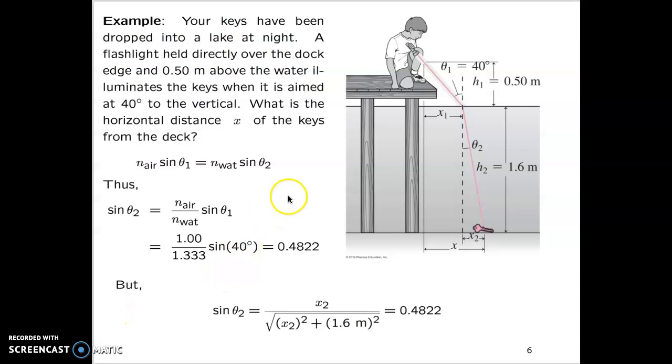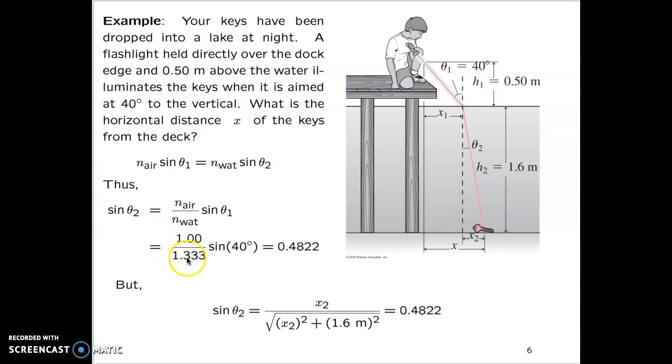Okay, so continuing where we left off, we're using Snell's law here in the context of this figure, and we have four quantities. Three of them are known. One of them is unknown. That would be the angle theta 2. So we solve for theta 2, or more specifically, we solve for the sine of theta 2.